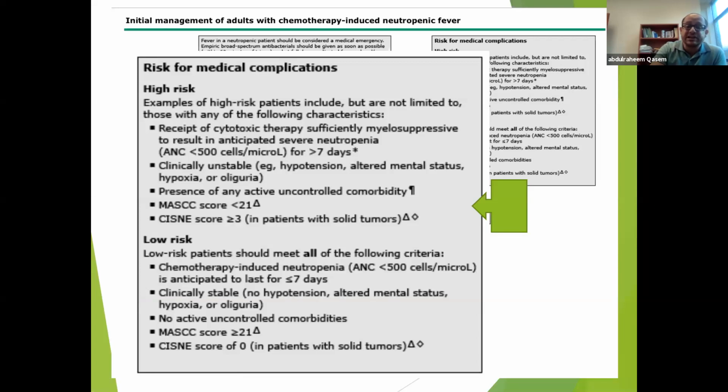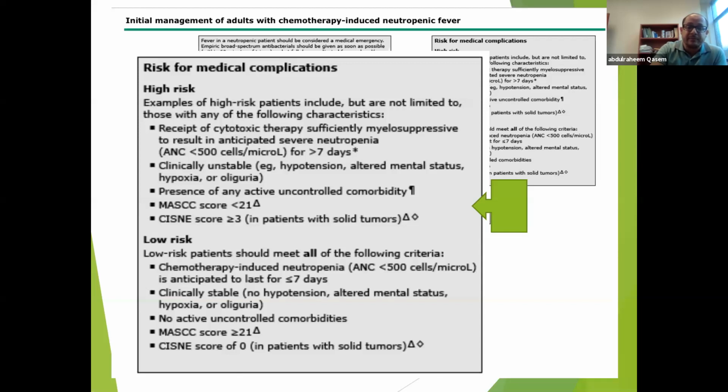If the patient is clinically stable, does he have normal blood pressure or hypotension? Any altered mental status? Is he confused? Any CNS symptoms that you can tell? If their oxygen saturation is low, or their work of breathing is high, if their urine output is low, all of those are considered red flag and high risk signs. You need to take it into consideration.